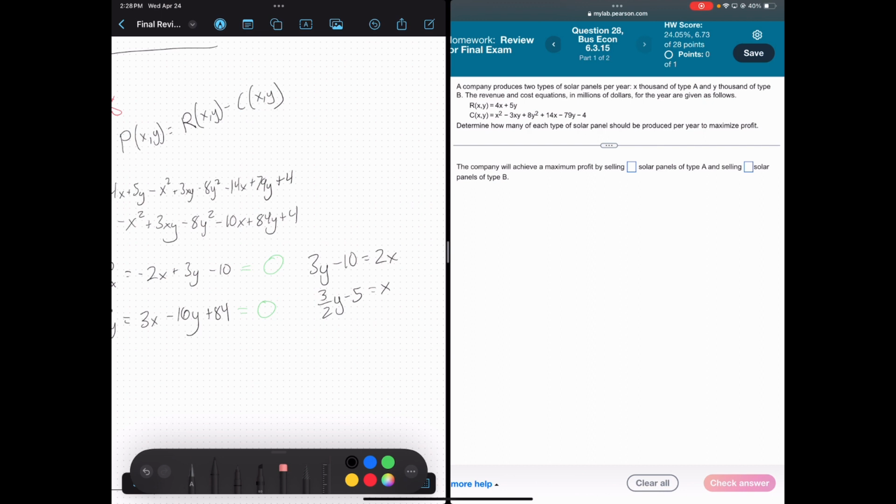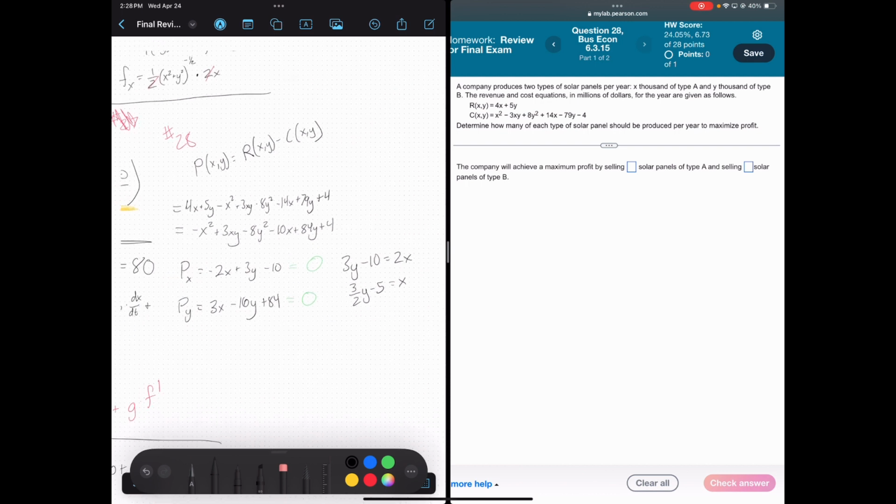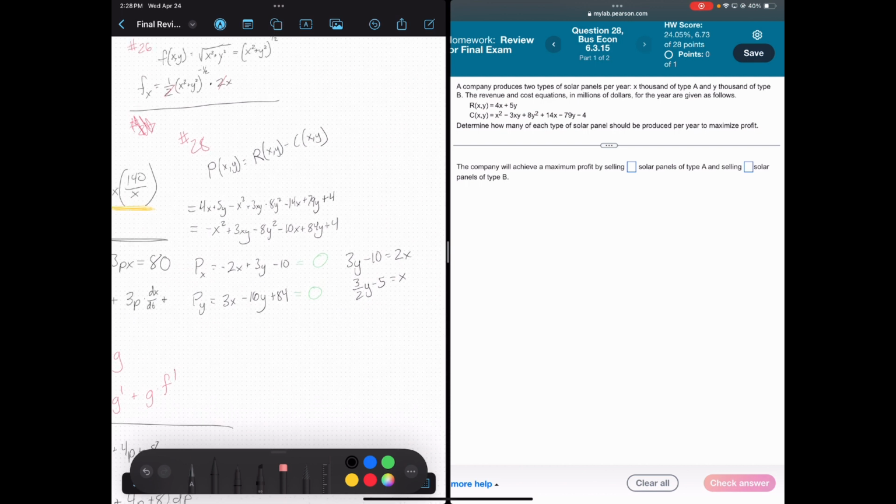Okay. What do I do with that? Plug it into the other one. Right. I'm going to plug it into the other one.